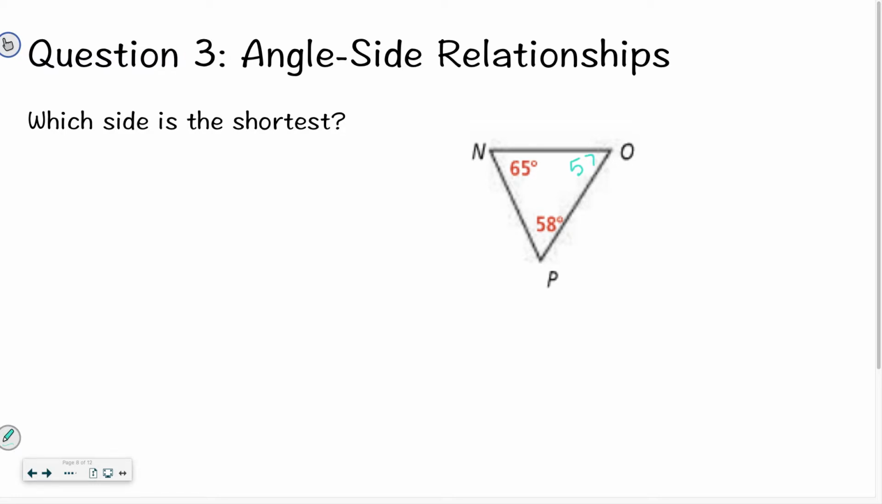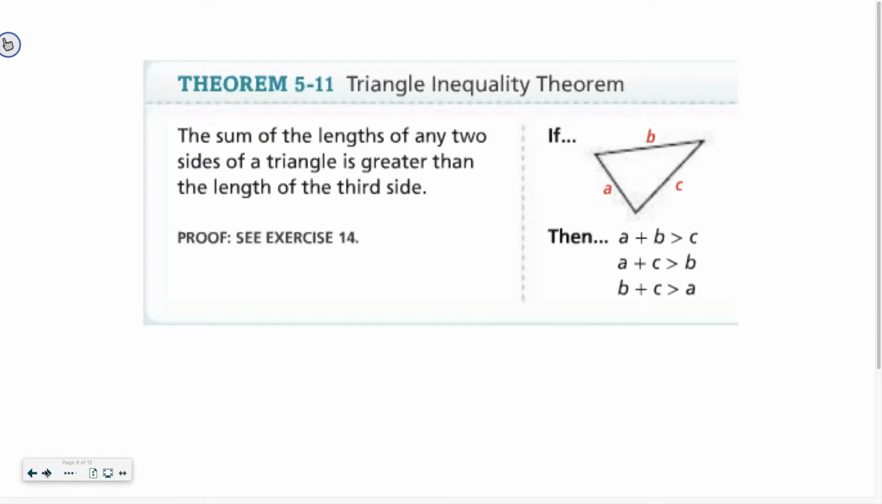Hopefully for this one you said side NP, or maybe you called it little o, like I did on the last ones. Both of those could be correct, but it would be this side right here because it's opposite our smallest angle, which is 57 degrees.